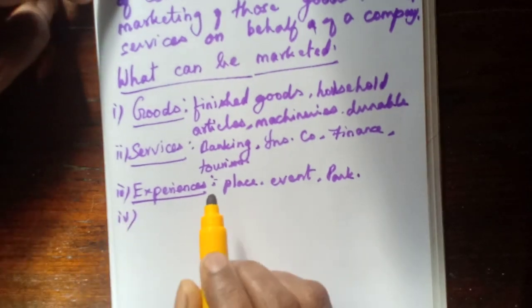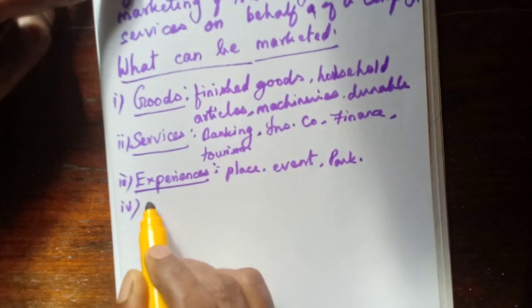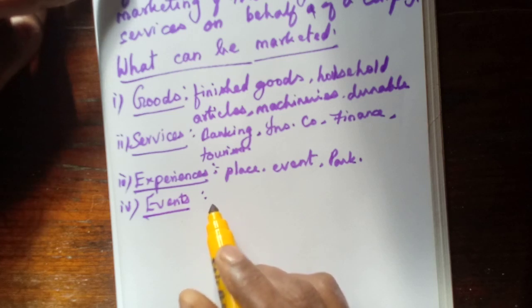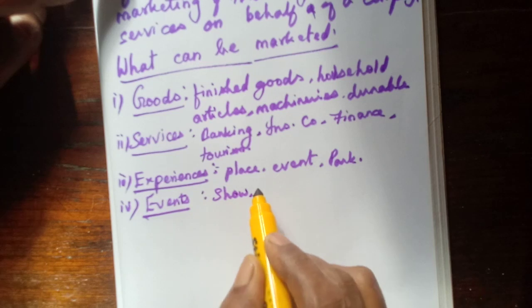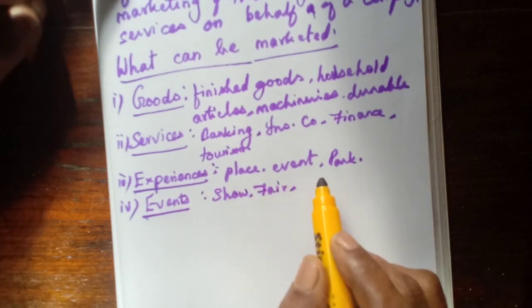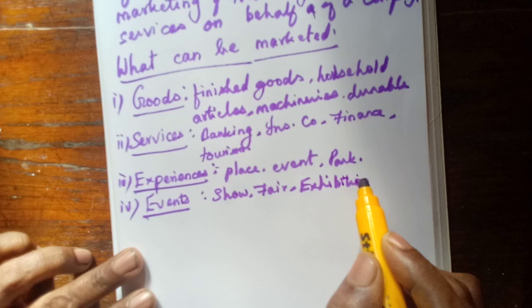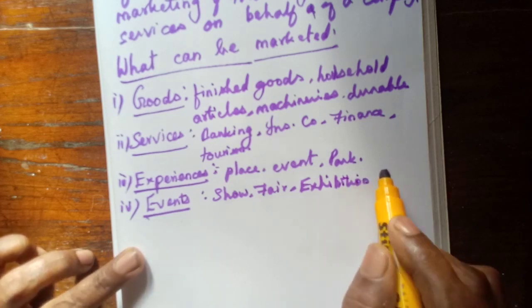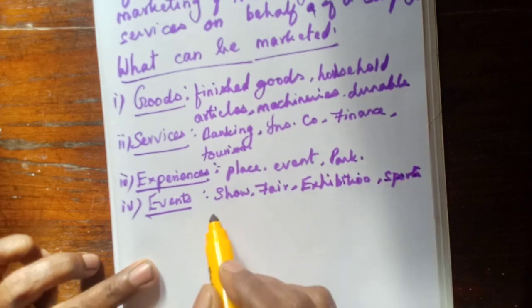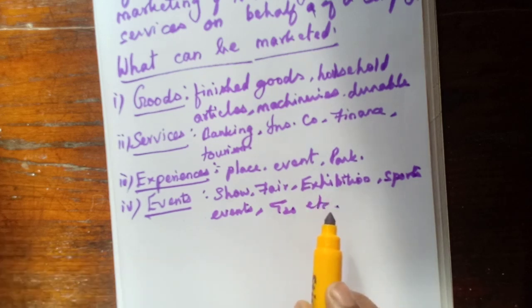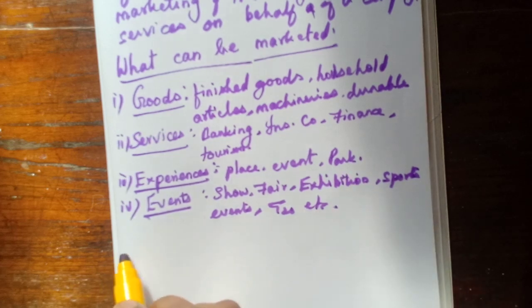Then the fourth one, events, separately given. Here we can say all the events, maybe the show, isn't it, or the fair, or the exhibition, if anything is done, book exhibition, or whatever may be the exhibition. Then any sports events, especially the cricket show, isn't it, or the T20, whatever it is, any event can also be marketed. They can promote that one in order to bring many people to visit that particular place, that particular event. Okay.